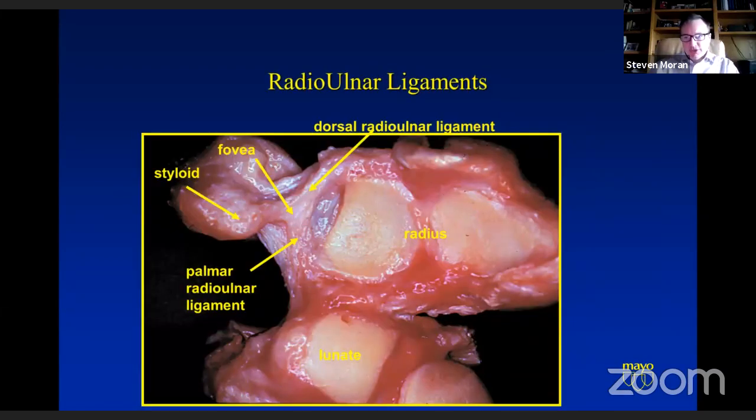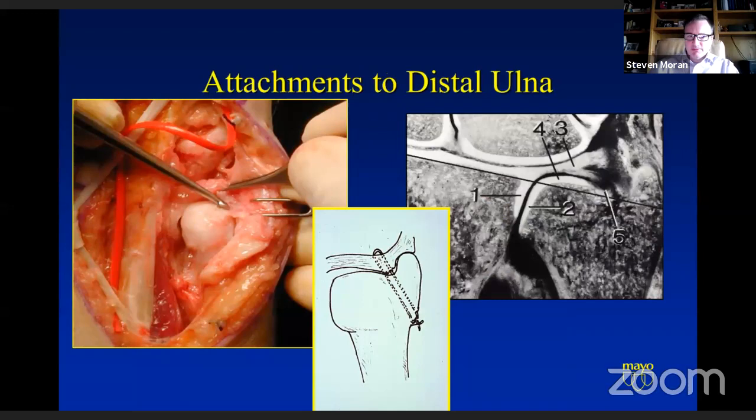The most important stabilizers, based upon biomechanical studies that I'll show you in a minute, are the dorsal and the palmar radial ulnar ligaments. These, as I just mentioned, have deep fibers here that you can see attached to the fovea, and then these peripheral portions of the ligament, which will then wrap around the styloid, essentially attached to the outer capsule.